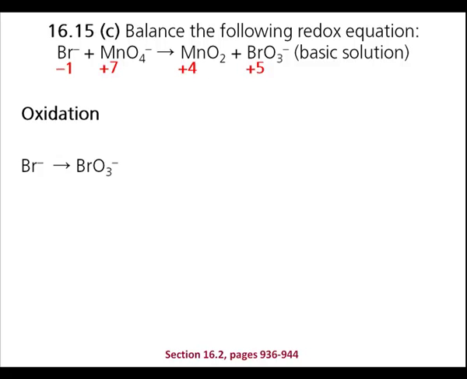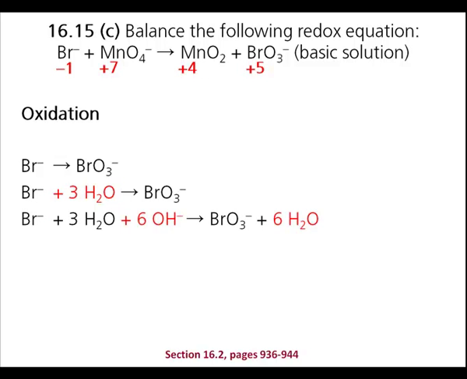Unbalanced, it's bromide becomes bromate. We see that the bromine is already balanced. We don't have to do anything about that. But the oxygen is not balanced, so we add enough waters on the left-hand side in this case to bring the number of oxygens up to 3 on the left and on the right. Now the hydrogens are not balanced. We have 6 on the left and none on the right. We balance those in a basic solution by adding 6 waters to the right and the same number of hydroxides to the left, 6. So at this point the bromine and the oxygen and the hydrogen are all balanced.